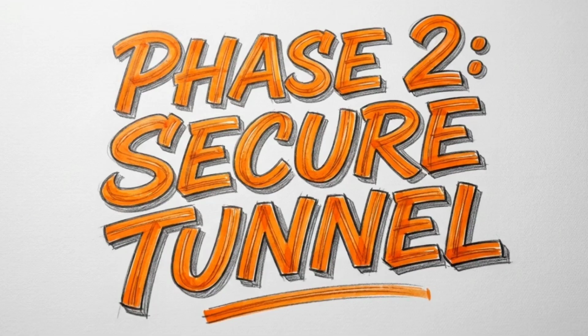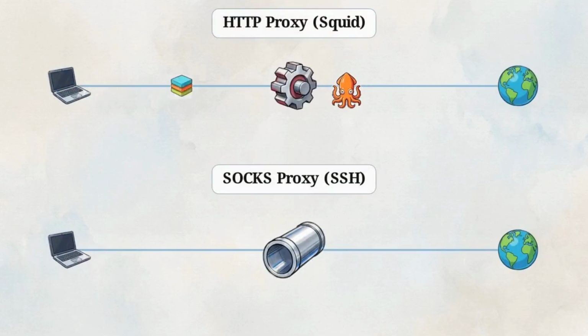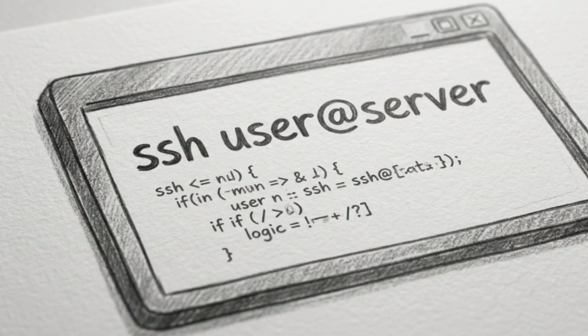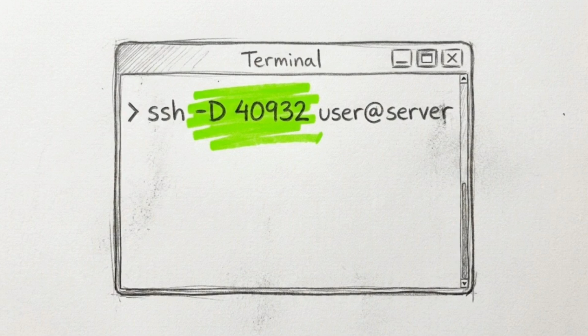Let's build the second method, a SOCKS proxy. Unlike HTTP proxies that require dedicated software like Squid, a SOCKS proxy leverages standard SSH tunneling to route traffic. From your local computer's terminal, connect to your server using SSH, but add the D flag followed by a port number, like 40932. This enables dynamic port forwarding.